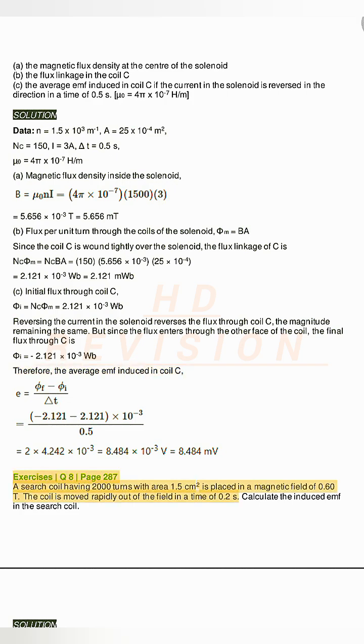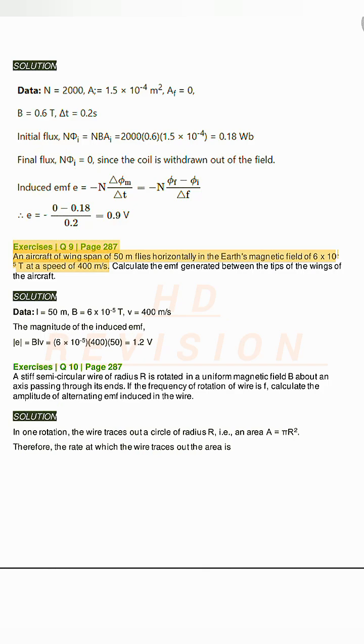Exercises Q8, page 287. A search coil having 2000 turns with area 1.5 square centimeters is placed in a magnetic field of 0.60 T. The coil is moved rapidly out of the field in a time of 0.2 s. Calculate the induced EMF in the search coil. Solution.